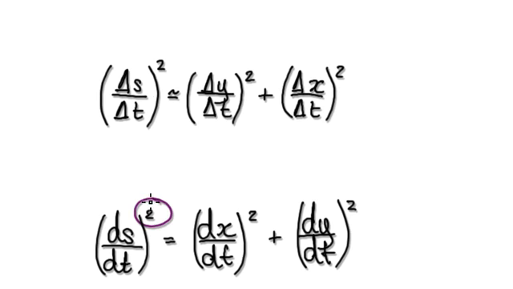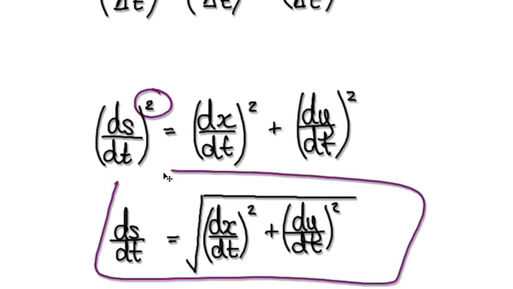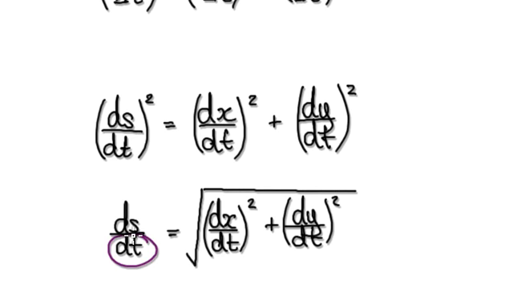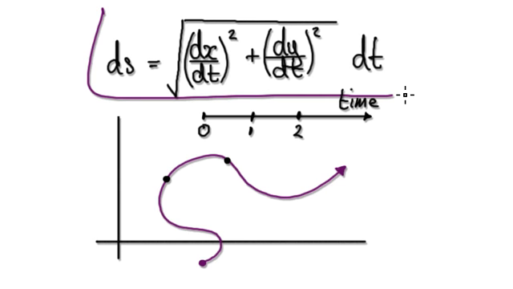Now square root both sides. That will then give you this. Now times both sides by dt. That will then give you this.